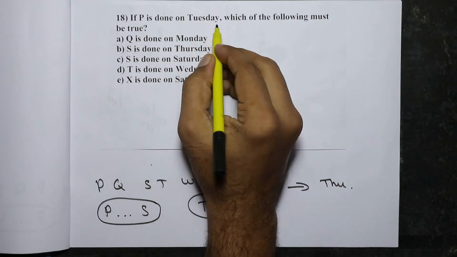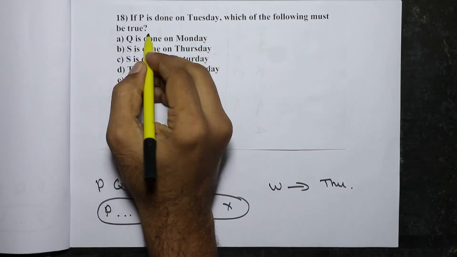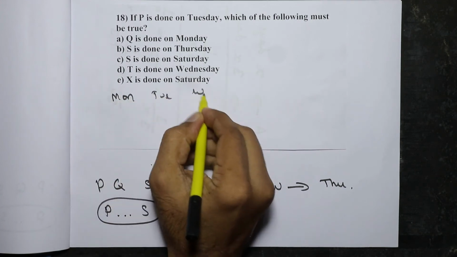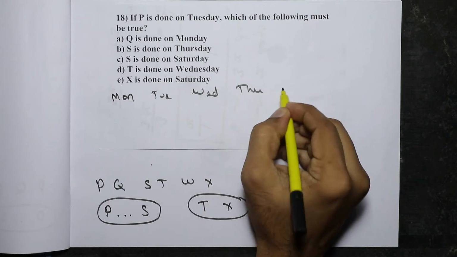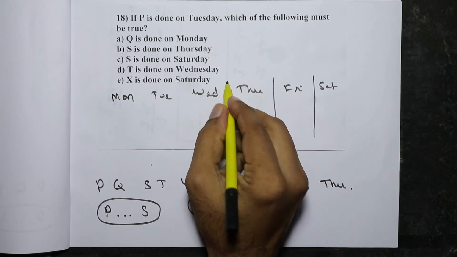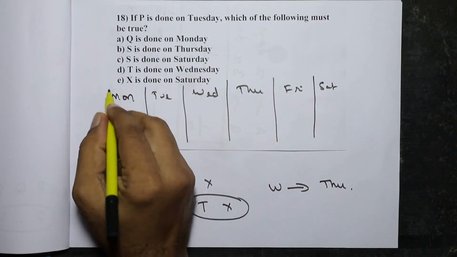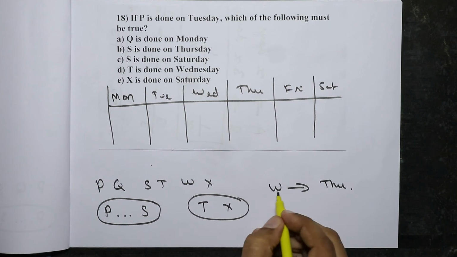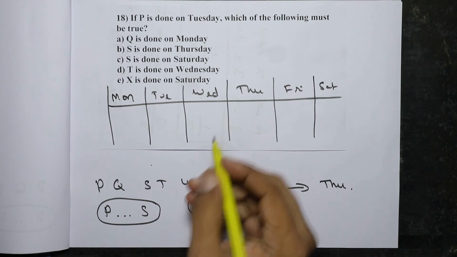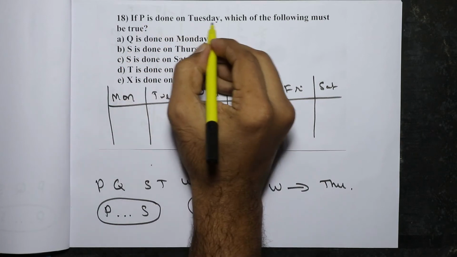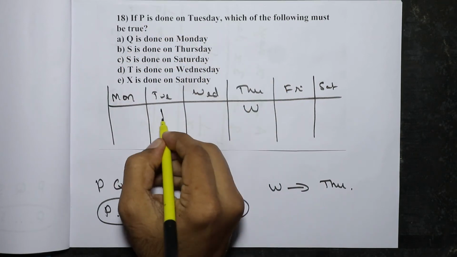If P is done on Tuesday, which of the following must be true? So you have the days Monday, Tuesday, Wednesday, Thursday, Friday and Saturday. Now here W should be done on Thursday. So W should be done on Thursday and P is done on Tuesday. So P is done here.